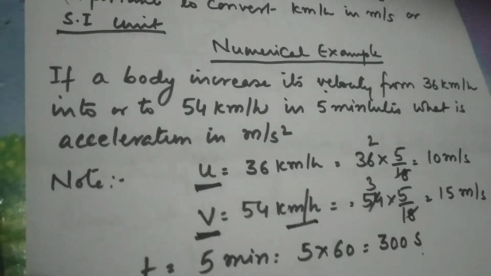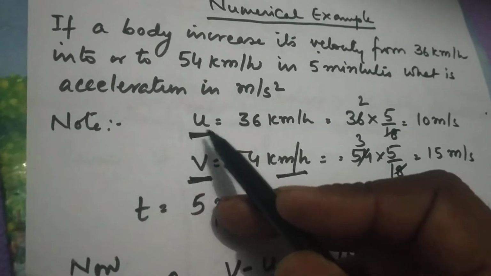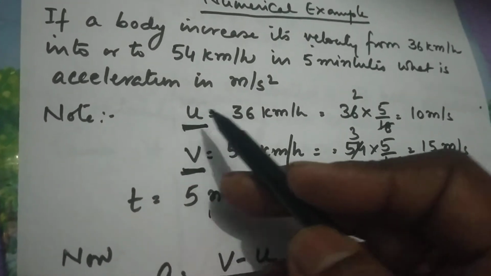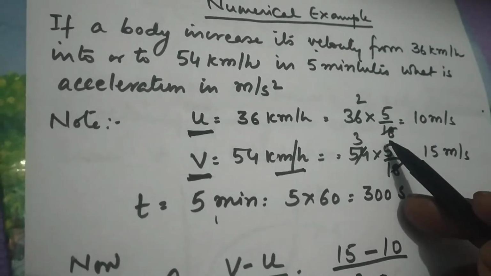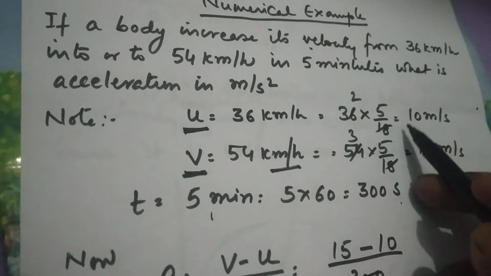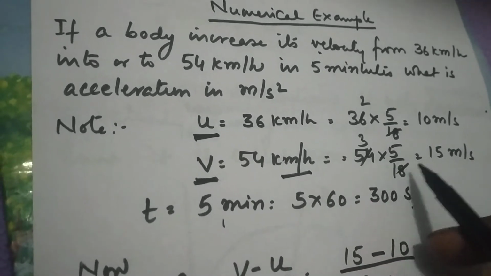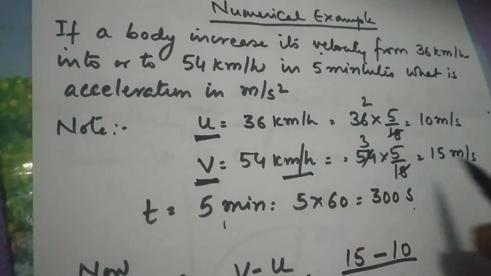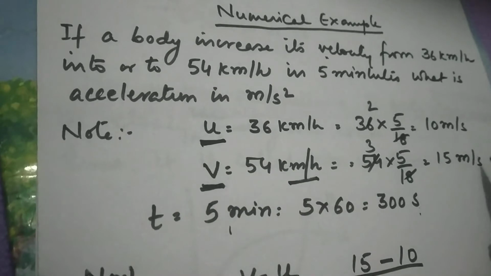So we have shown some simplified steps in which way you will do. Initial velocity is shown by the symbol u. 36 km per hour, I told you we have to multiply by 5 upon 18. 18 cuts the 36 by 2, so you get 10. 54 also, I told you 54 multiplied by 5 upon 18, 18 cuts 54 by 3, so you get 15. So u and v you already get in meter per second.